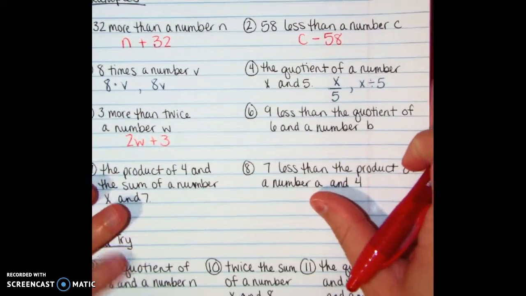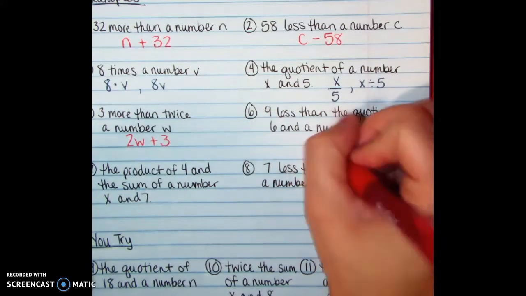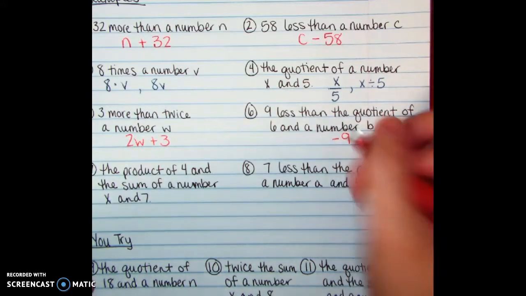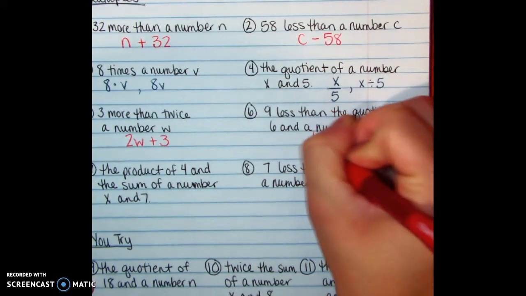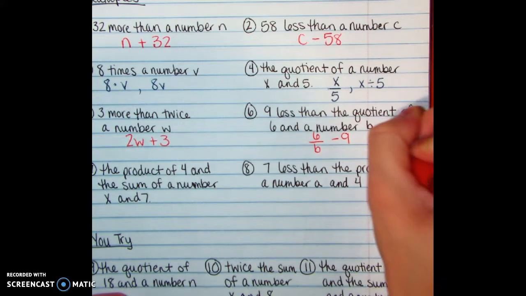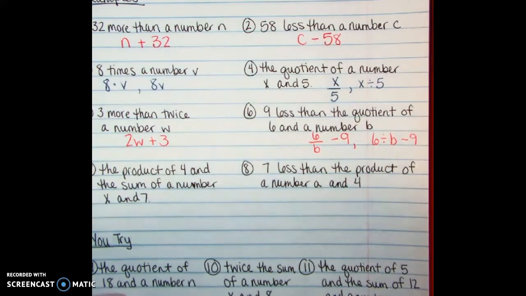Number 6, 9 less than the quotient of 6 and a number b. So 9 less than means I'm subtracting 9 from something. And then the quotient of 6 and a number b. Quotient means I'm dividing, so it's 6 divided by b, minus 9. You could also write it as a fraction, 6 over b, minus 9. That's fine as well.